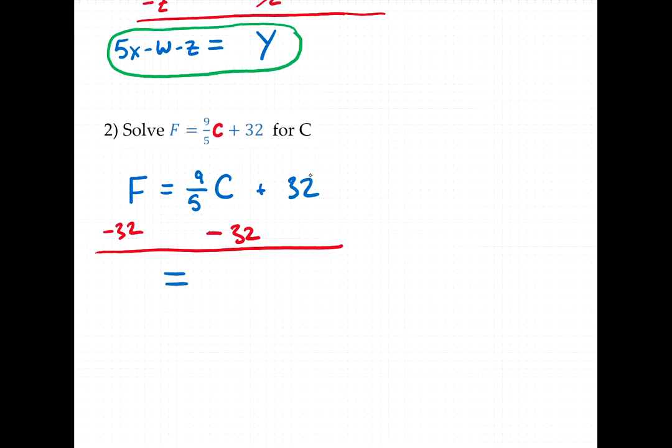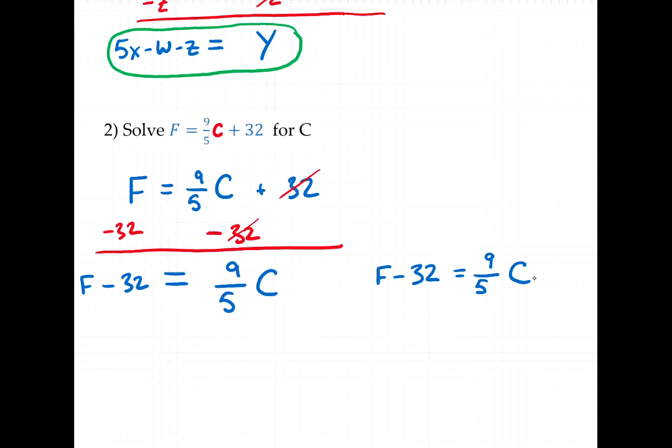All right, on the right, we have a plus 32, a minus 32. They cancel, leaving us with 9 over 5 times c. And on the left, well, f is a variable, 32 is a number. We can't combine those, so we're simply left with f minus 32. I'm going to rewrite this again. I'm just going to copy it so we have it twice. F minus 32 equals 9 over 5 times c.